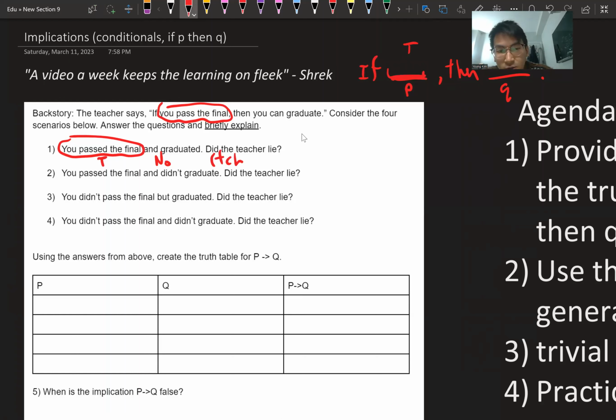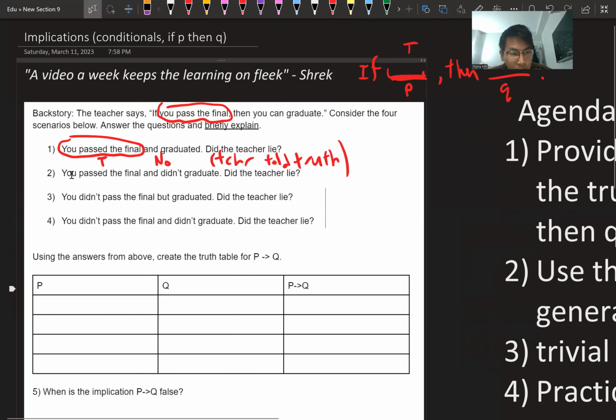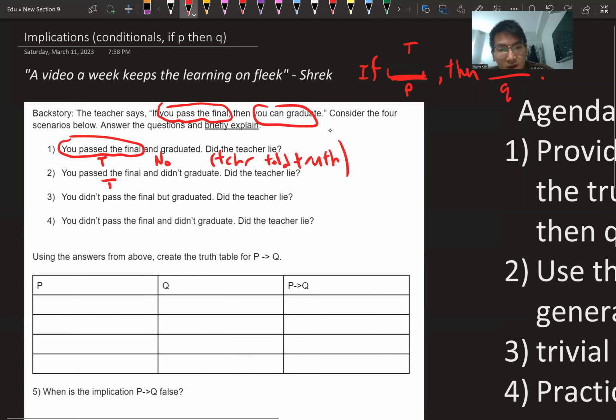You passed the final and didn't graduate. So you did your part, T, but you didn't graduate. The teacher didn't do his part. The conclusion did not come true. So this is like saying T and F. In this case, you did your part, but he didn't fulfill his, so here he lied.